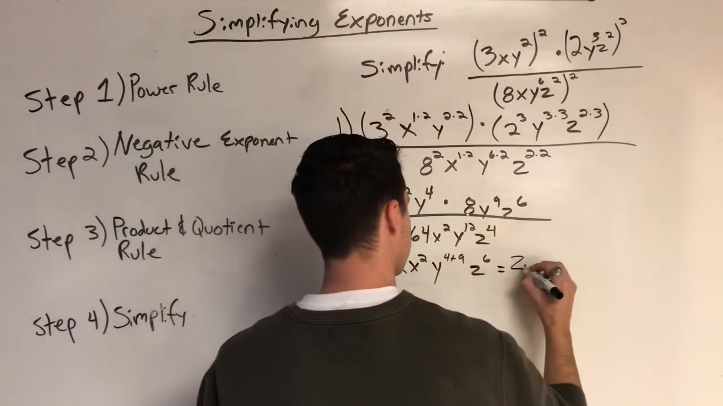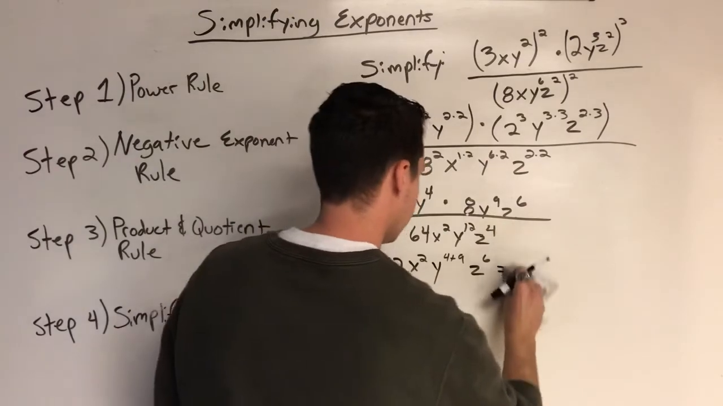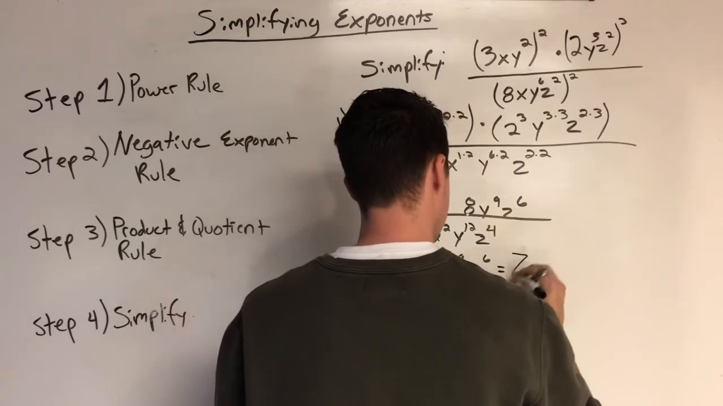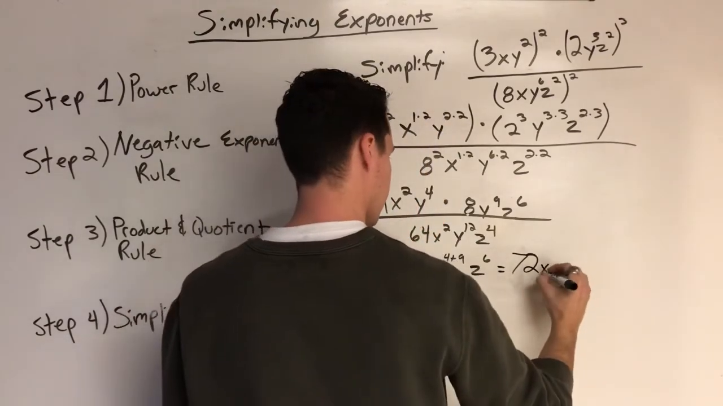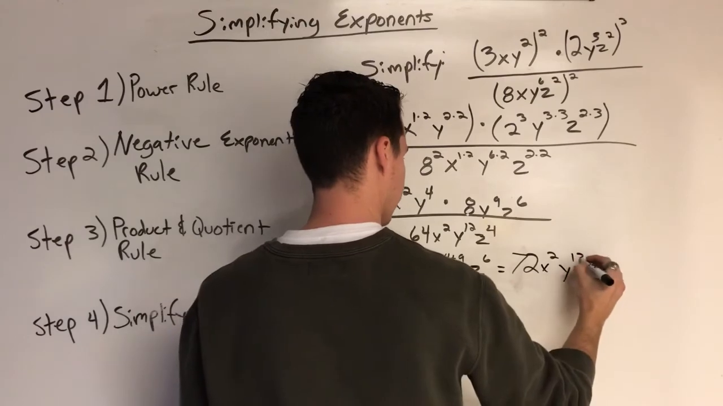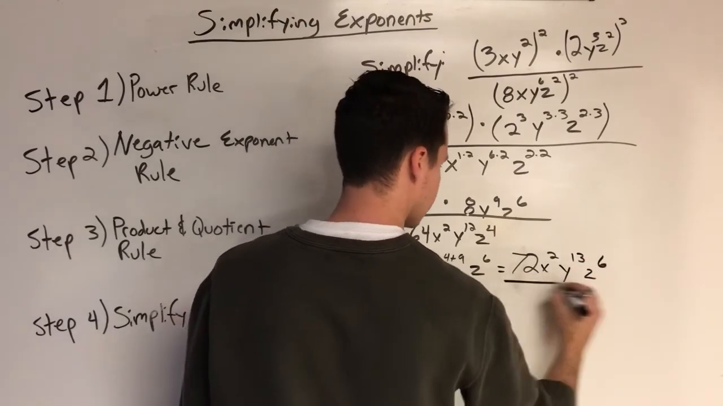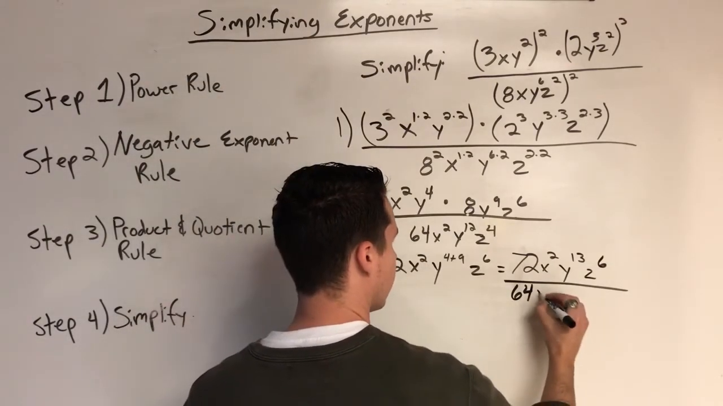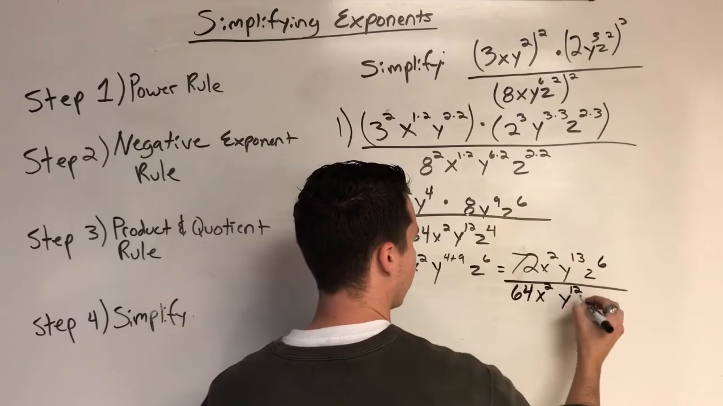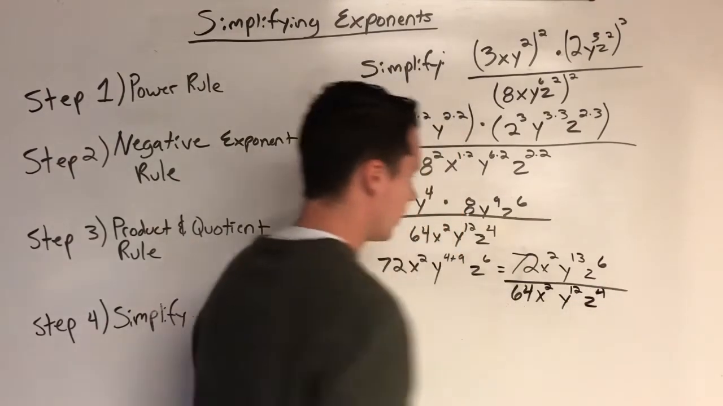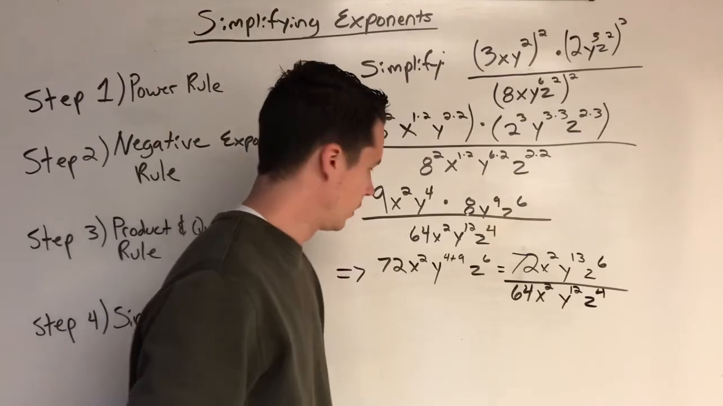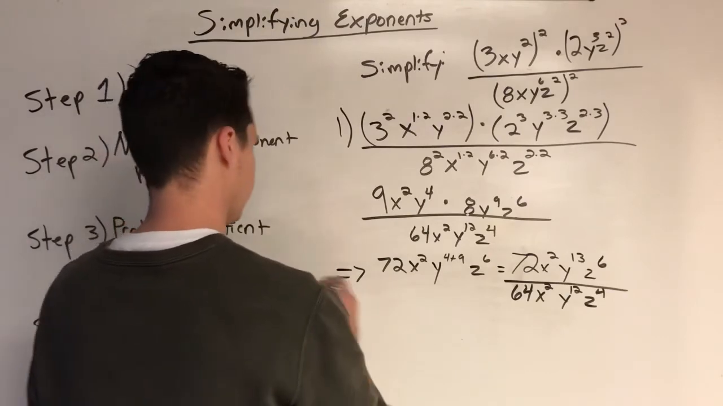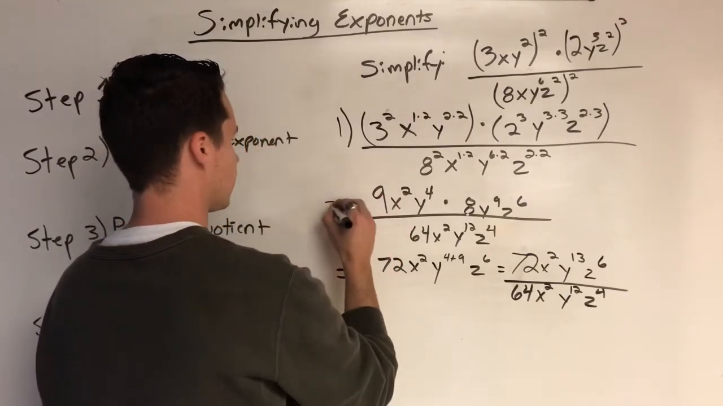So we'll have 72 x squared, y to the 13, z to the 6, and all that's going to be divided by our old numerator, so 64 x squared, y to the 12, z to the 4. All right, gross. So for our last step, we just need to do the quotient rule and then resimplify. By the way, this is step 3.